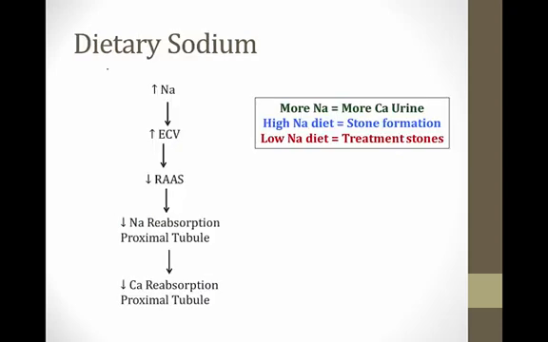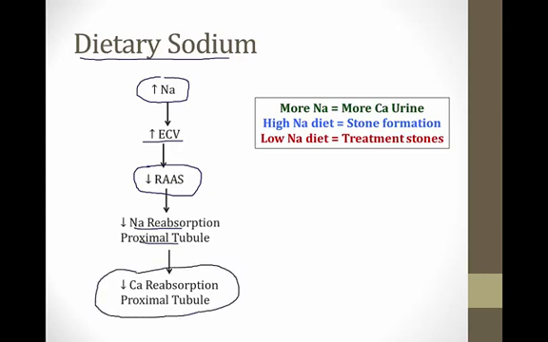There's an important relationship between dietary sodium consumption and the amount of calcium in the urine that has to do with kidney stones. So when you consume a high sodium diet, this expands your extracellular volume. Your body holds on to extra water when you consume extra sodium in order to keep the plasma sodium concentration normal. The expanded ECV will dial down the renin-angiotensin-aldosterone system, and this will lead to less sodium resorption in the proximal tubule. In the proximal tubule, sodium resorption and calcium resorption are tied together, so when there's less resorption of sodium, there is also less resorption of calcium. This means more calcium is in the urine when you are consuming a high sodium diet.